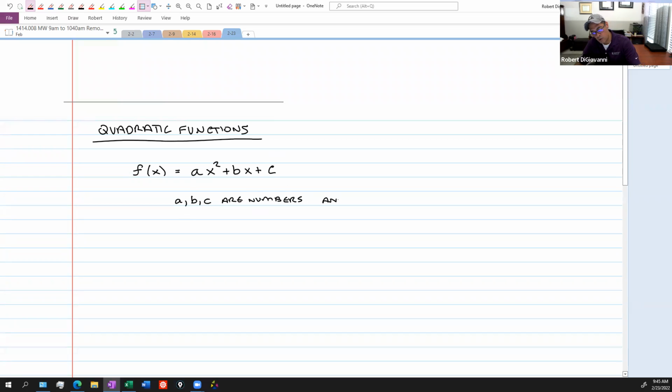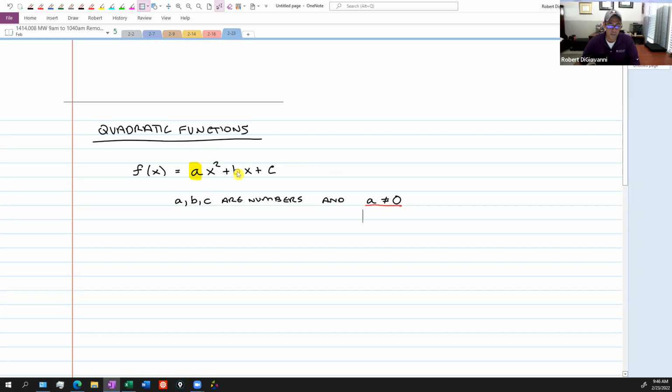And we have one more condition: a can't be 0. The reason a can't be 0 is because if a was 0, then it would completely kill this off, and you wouldn't have a quadratic anymore because you wouldn't have an x squared term. So that's what makes a quadratic quadratic, the fact that your variable in there is squared. That's why we have to have that condition that a can't be 0.